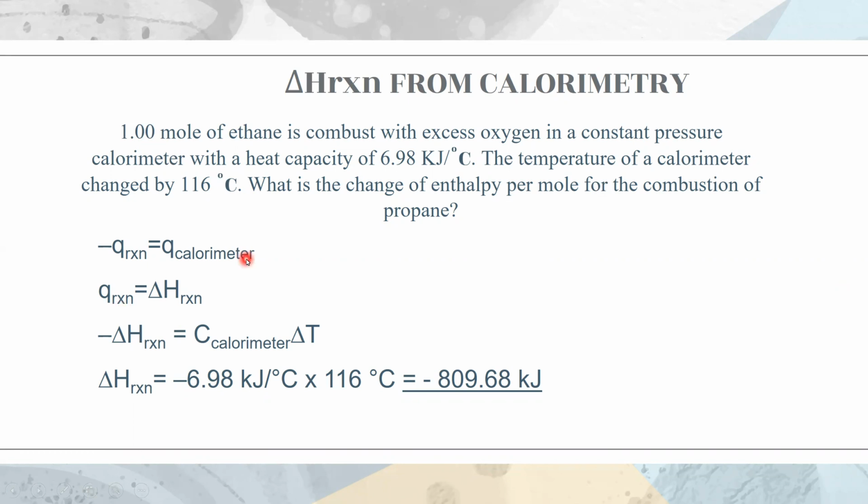And we do the same. We solve for our delta H of reaction, and we just plug in our numbers. We have negative 6.98 kilojoules over degrees Celsius times 116 degrees Celsius, which gives us minus 809.68 kilojoules. And we know that this is an exothermic process. We know that this is giving up energy because of our negative sign in our reaction.